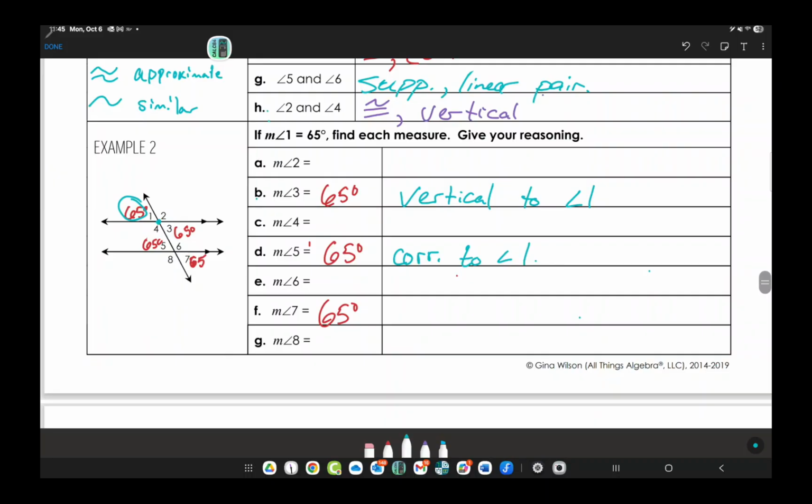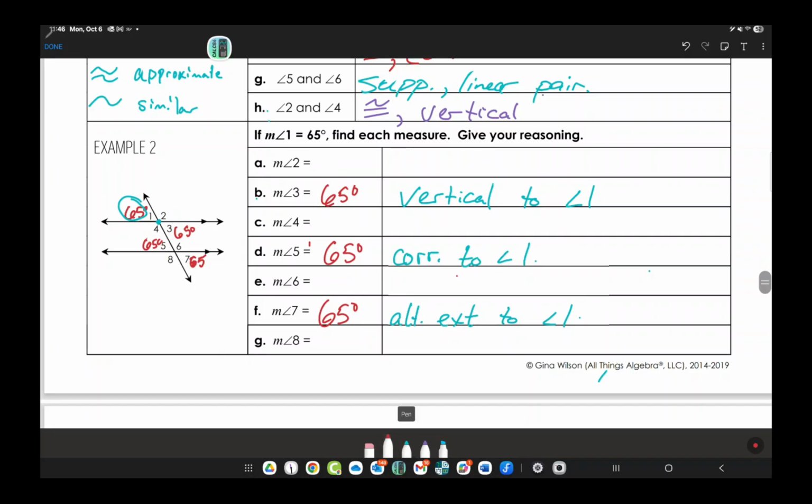And then angle 7, you could say it's vertical to angle 5, or corresponding to angle 3, or you could say it's alternate exterior to angle 1. Wait, so we only go for angle 1? You could do it for either, as long as your justification is correct. You could have said any of those and it would have been correct. Just like for angle 5, we could have said alternate interior to angle 3. Any of the reasons would be perfectly fine. I'm just using angle 1 because that's what we're given.